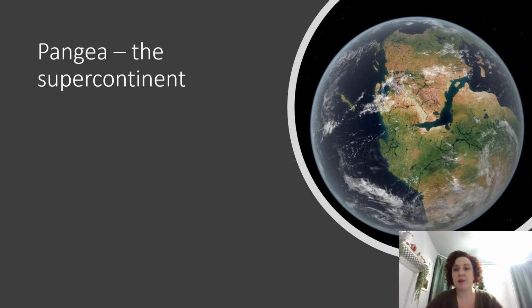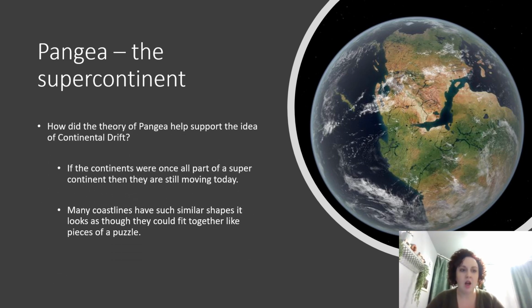He proposed that there was a Pangaea, a supercontinent where all 7 continents we know of today were once very much combined. How could he support this? Well, the theory of Pangaea helps support this idea of continental drift, because if the continents were once all part of a supercontinent, and they're still moving today, you would have very similar rock formations. You would have very similar plant and animal life that has been fossilized amongst all of it.